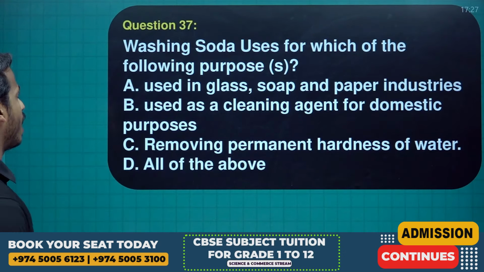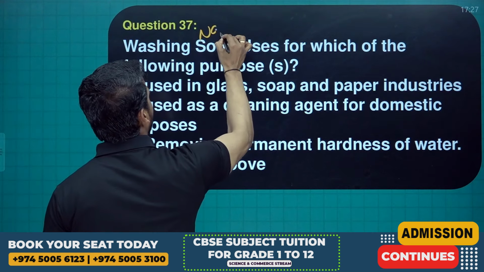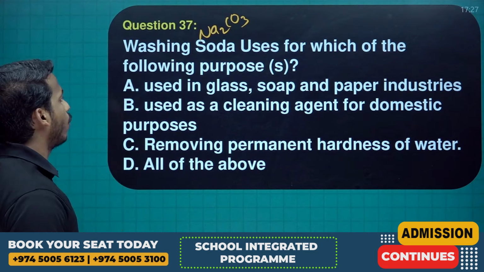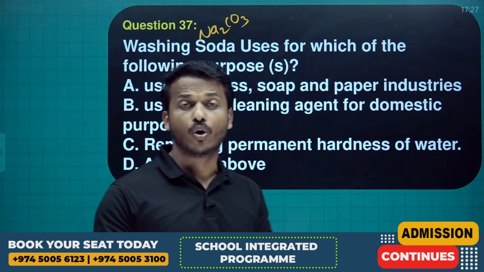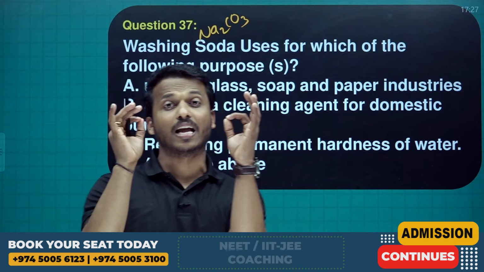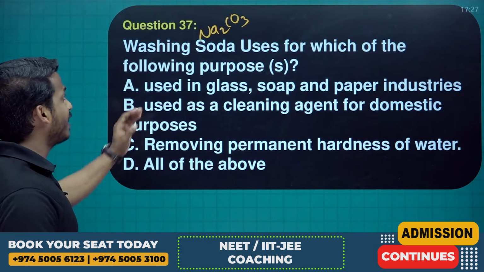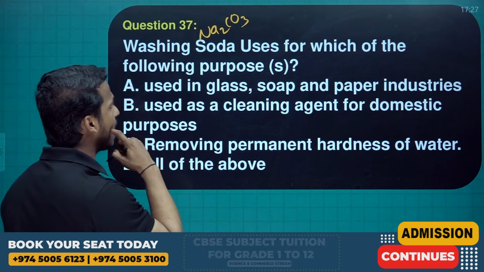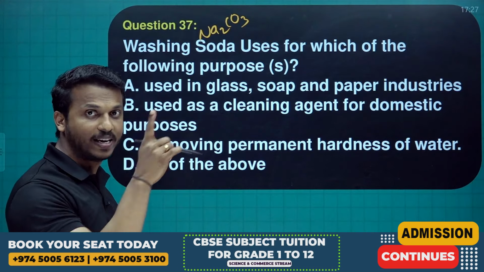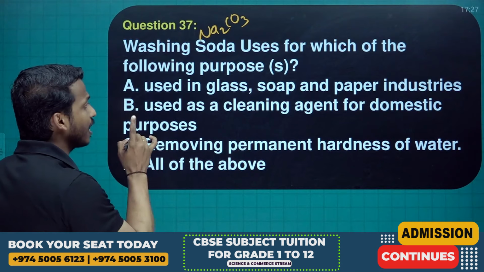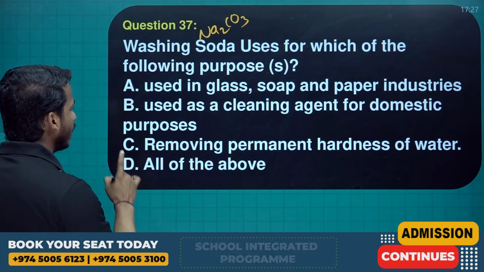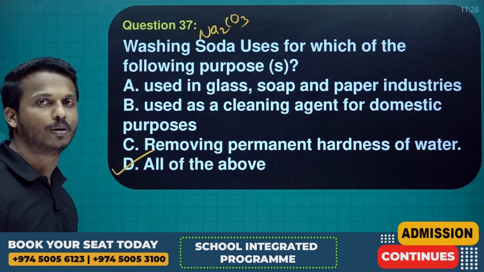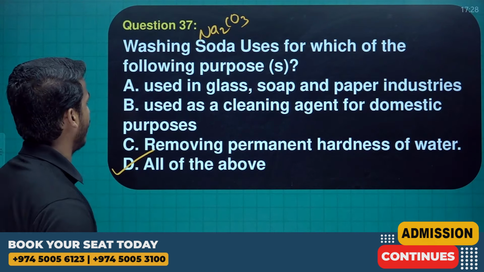Now, washing soda. What is washing soda? Na2CO3. Washing soda is used for which of the following purposes? It's compulsory to know each salt and its applications and preparation. Here they are asking about the application of sodium carbonate. It's used in the glass, soap and paper industry. Yes, we studied. Used as a cleaning agent. It removes permanent hardness of water. Yes, all of these, we can use sodium carbonate for all of these purposes.